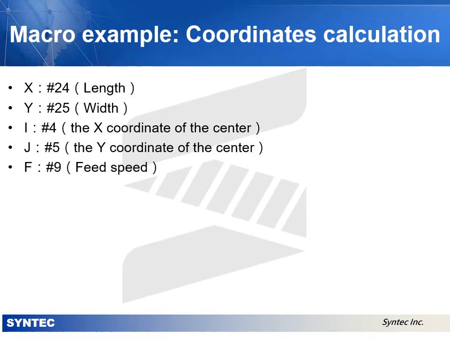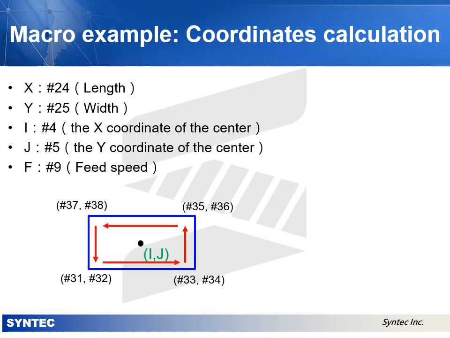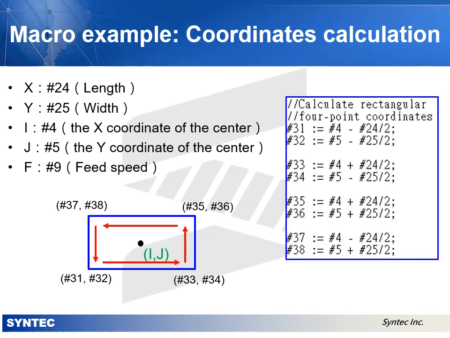After understanding the application and assignment of variables, the coordinates of the 4 vertices of a rectangle can be calculated. In this example, the user can design the path clockwise or counterclockwise, as shown in the right figure. Coordinate variables 31 to 38 are selected to represent the X and Y coordinates of the 4 vertices, and the calculation formula will be calculated respectively, according to the setting of length, width and center point.